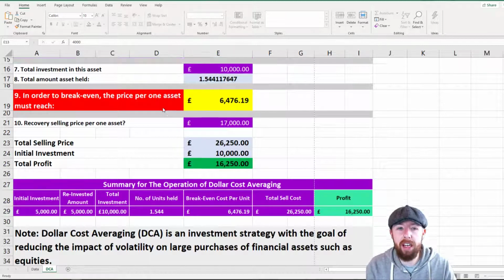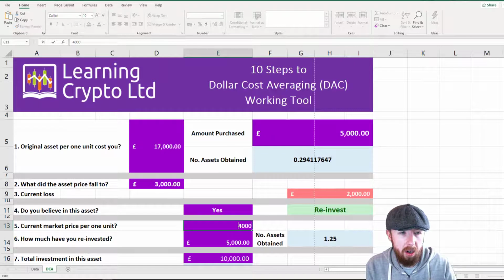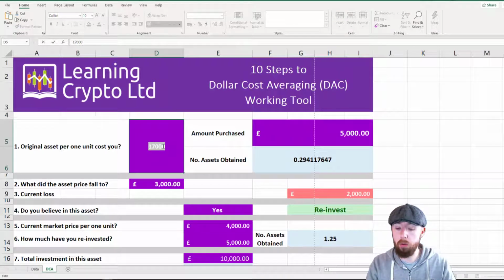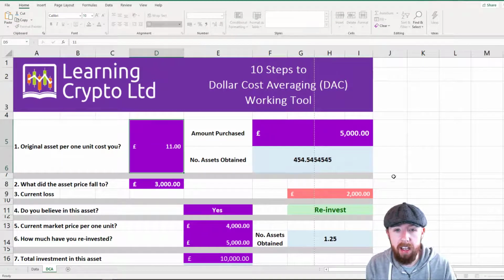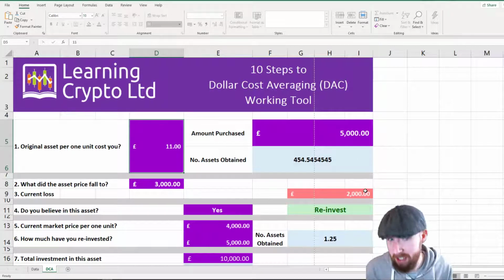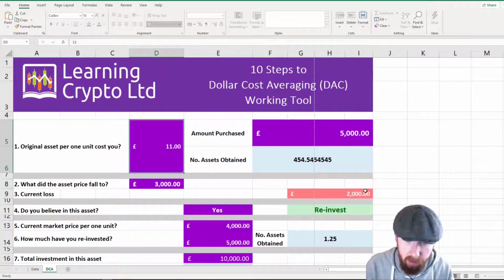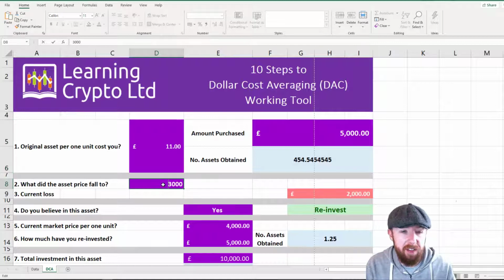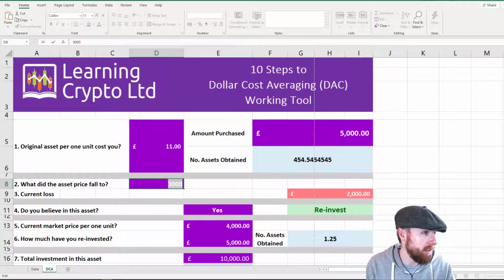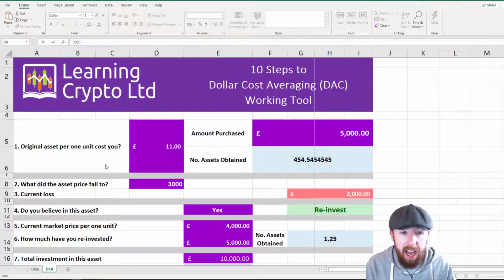So we're going to say, for example, the original asset that it costs, we'll say $11, right? And you put in $5,000 again, which is absolutely mental, I know. The asset actually fell down to, bear with me, let me zoom in. This might take a while. The lowest was, oh my God, 8 cents nearly, roughly 8 cents, okay?